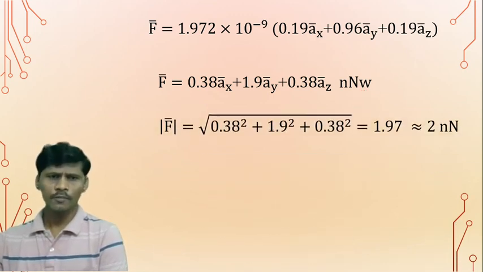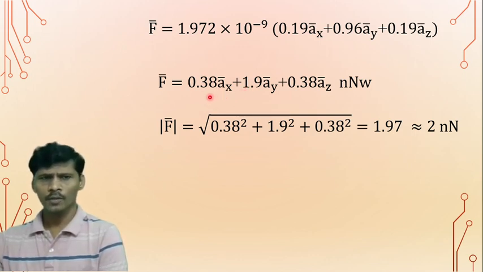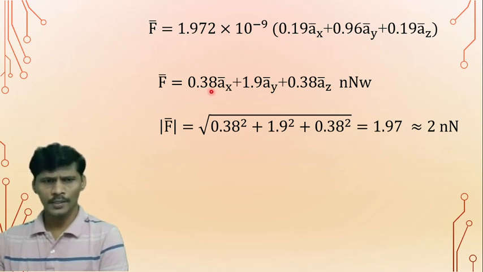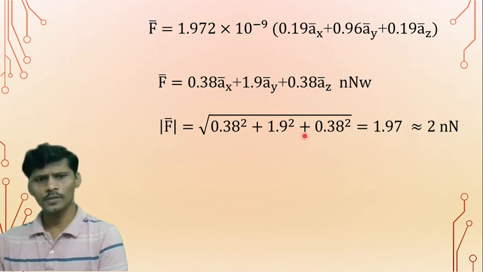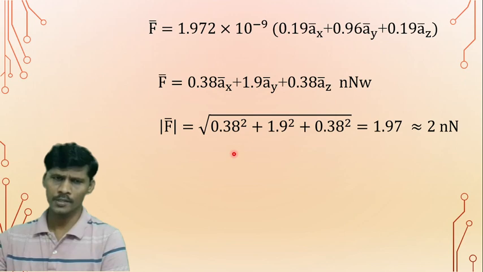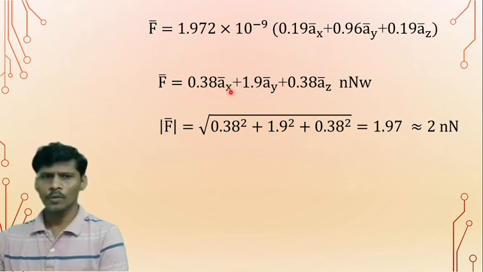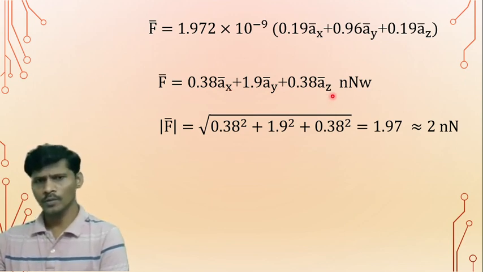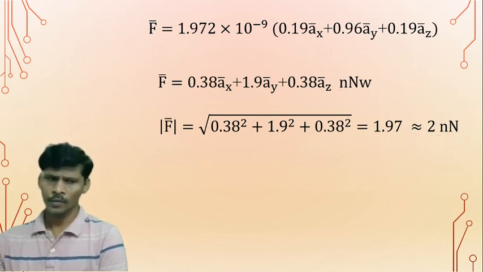And the magnitude of F bar is square root of ax bar component whole square plus ay bar component whole square plus az bar component whole square. What is ax bar component? 0.38 whole square plus ay bar component is 1.9 whole square plus 0.38 whole square. So that is equal to, in nano newtons.